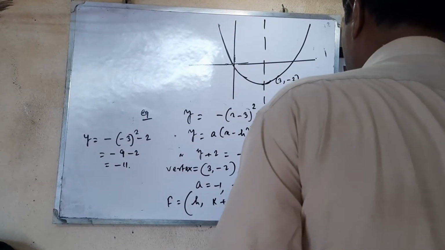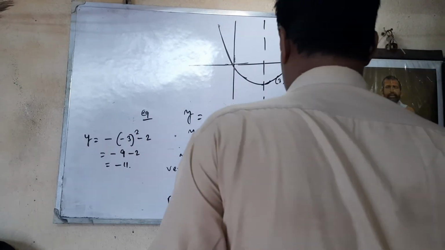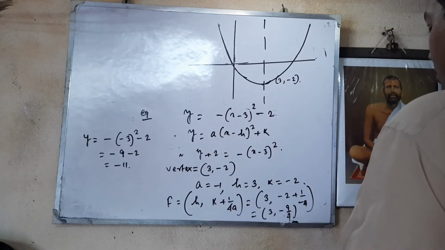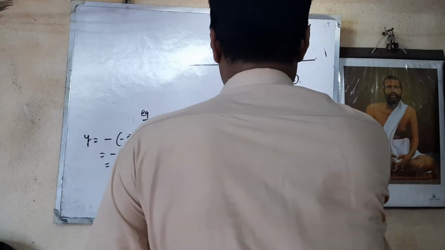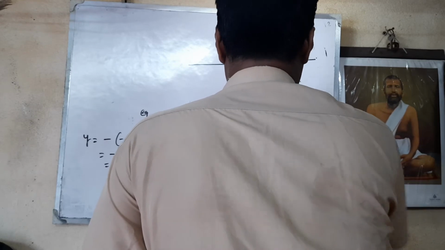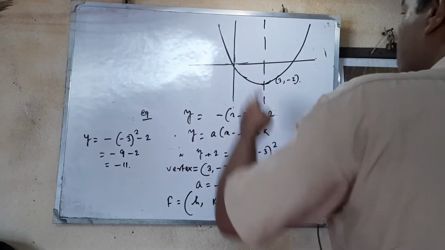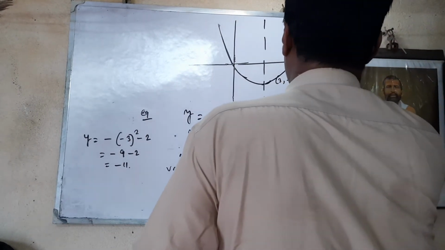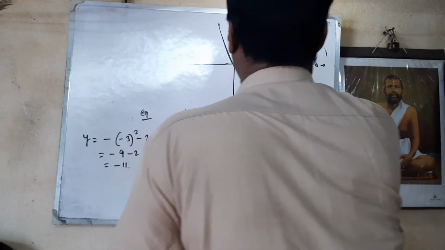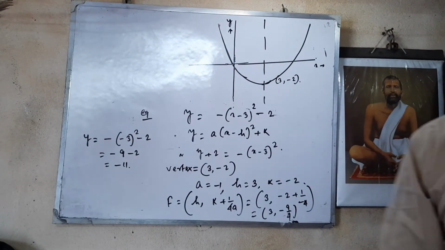Now the focus is situated at 3, minus 9 by 4. Okay, so it may be the corresponding form of the parabola.